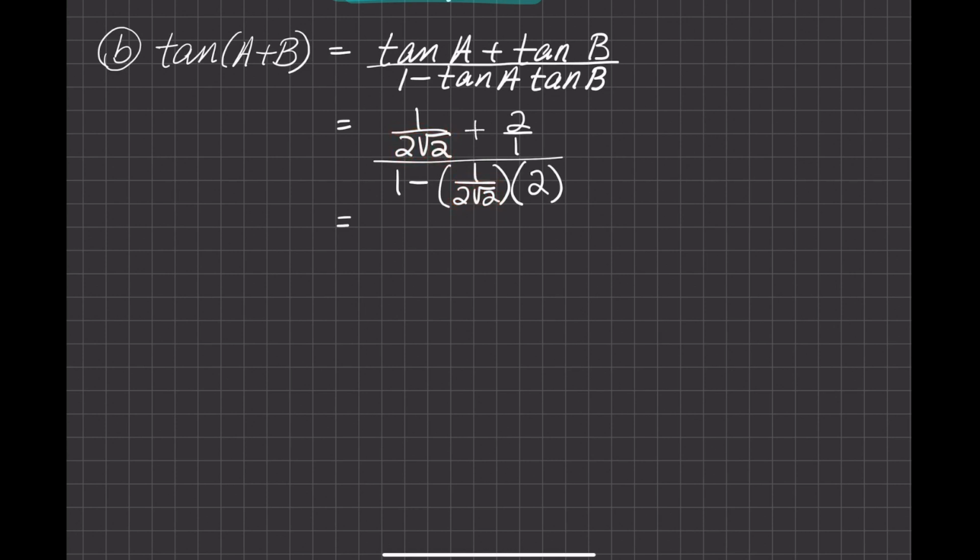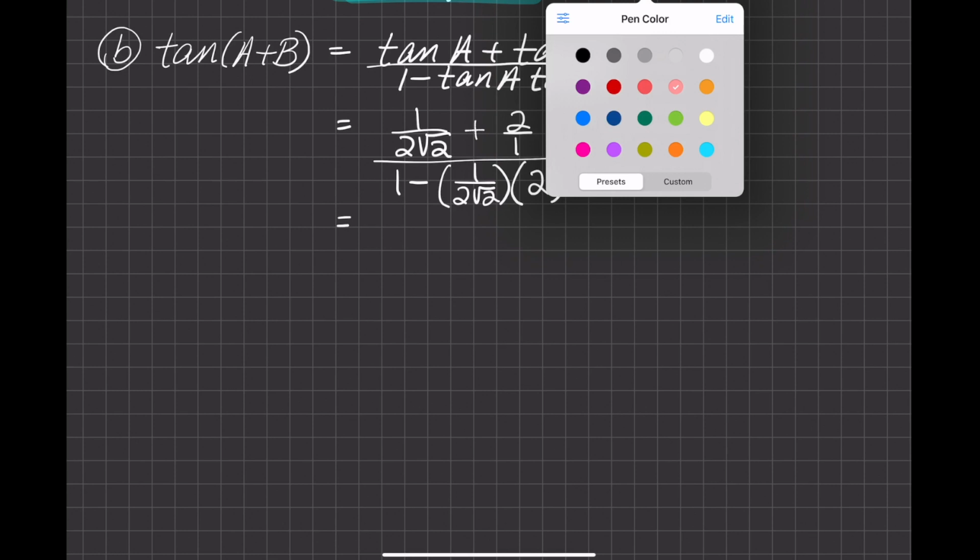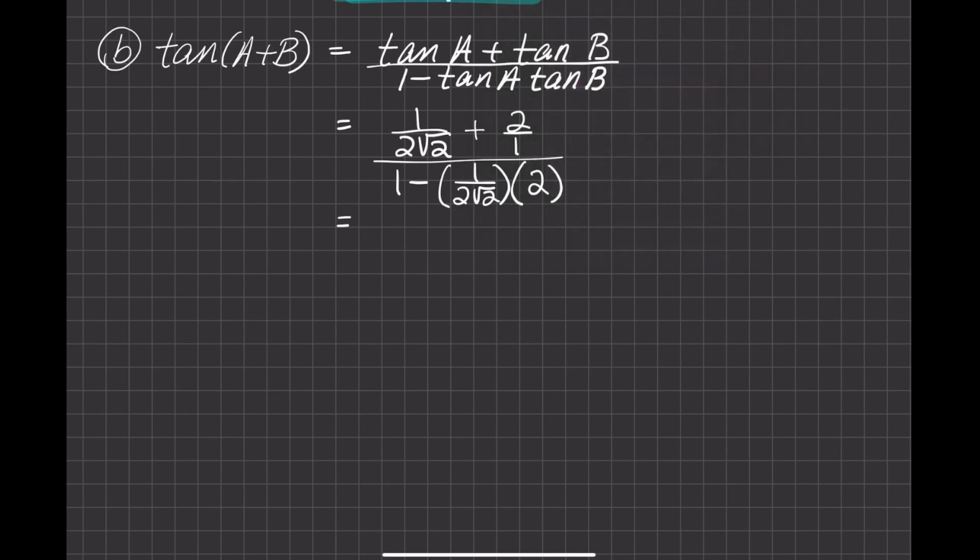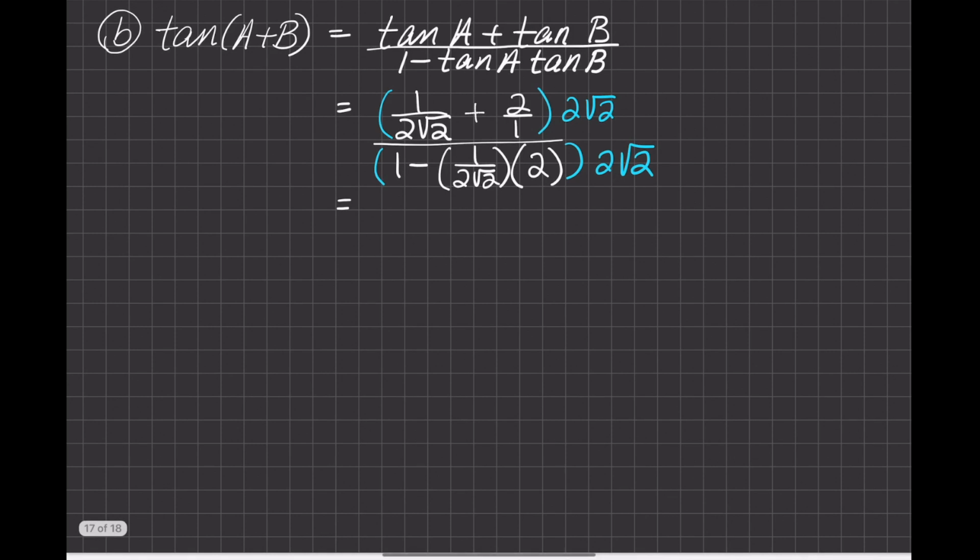So how about we just go along, instead of finding common denominators and then creating a single fraction over a single fraction and then having to multiply by the reciprocal of that denominator, how about we just multiply the numerator and denominator by 2 square root of 2, which is just a form of 1, right? Anything divided by itself is equal to 1.